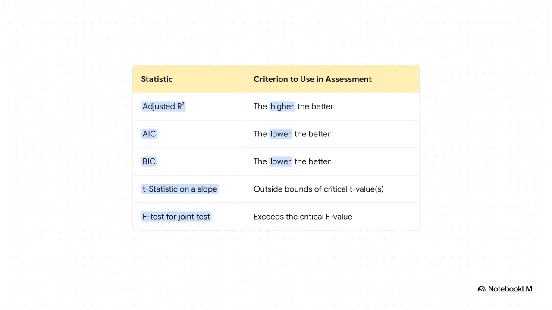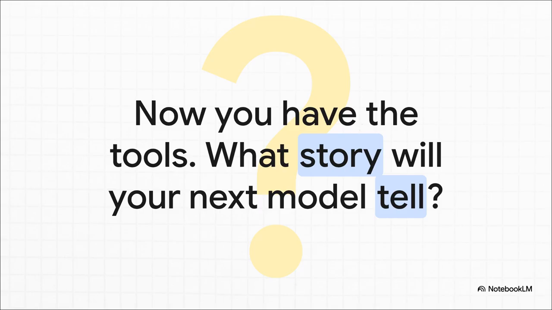And here it is, your go-to toolkit. Remember, for adjusted R-squared, you want the highest number you can get. For AIC and BIC, you're hunting for the lowest score. And for your t-tests and F-tests, you're looking for values that are big enough to cross their critical thresholds. This table right here, this is your cheat sheet. Keep it handy.